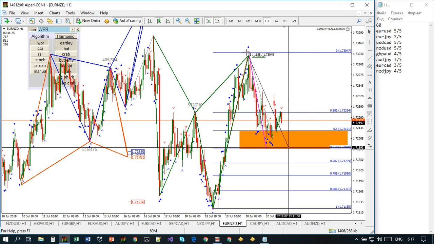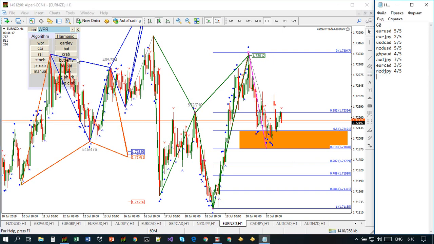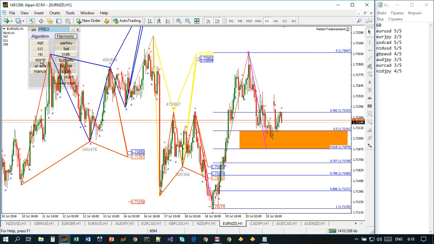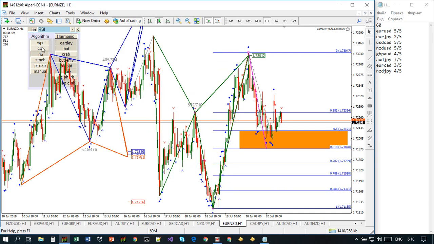115 pips. So just test this high. This is the 5-0 pattern. And let me keep it in mind. So what is the validity? 1, yes, 1, 2, 3, 4. 4 of 5. It is Euro NZD 4 of 5.